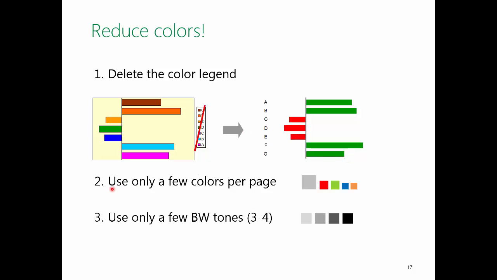The second thing would be use only a few colors per page. So do not use different colors for different products because you have too many products, and this will not work. The majority of a report should actually be very neutral, like gray or something, and then you use some other colors, but probably 5-6 colors. That's enough. And if you need to design in black and white, then you're even more limited. Then 3 to 4 black and white tones. That's the maximum that you should actually use.